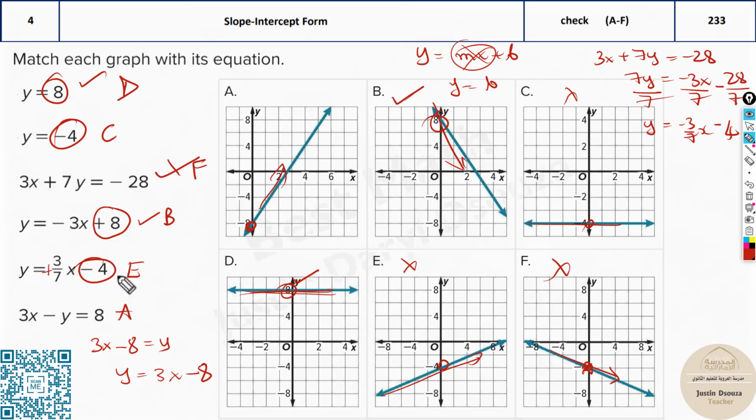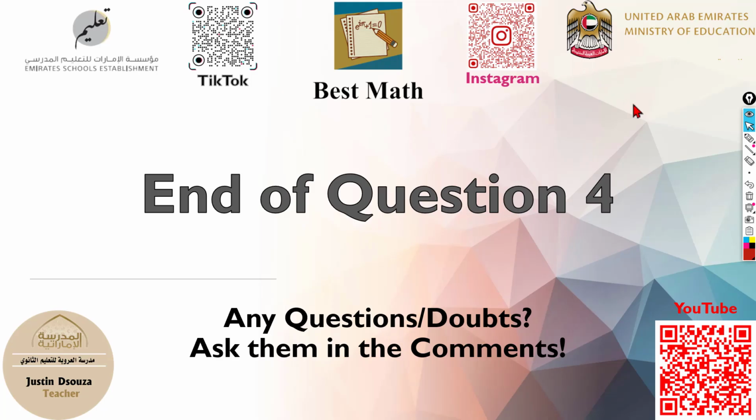And that's how we can easily solve them. If you want to graph them, you can use mode 7. We have done it before and can easily graph them. But from the equations, you can easily get the graphs. Hope this is clear. It is D, C, F, B, E, and lastly, we have A. That's the end of question 4.